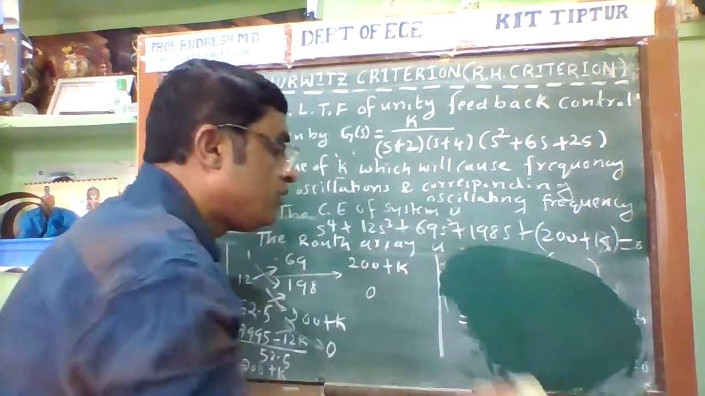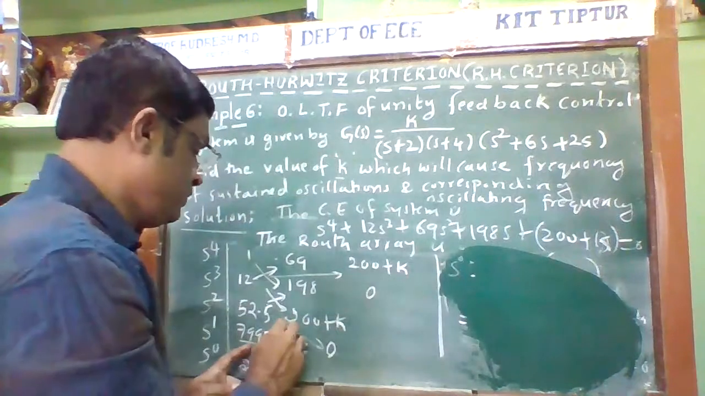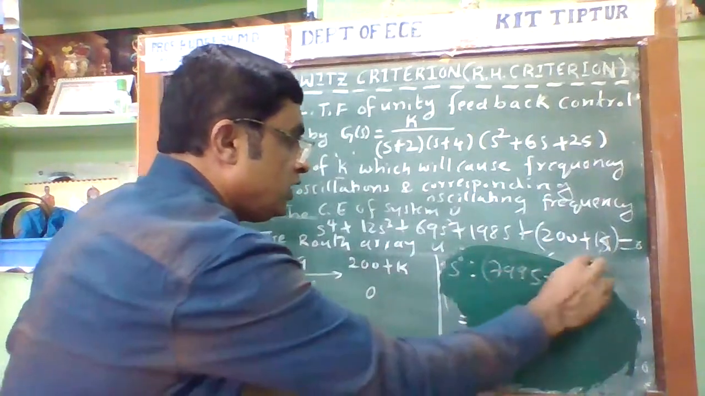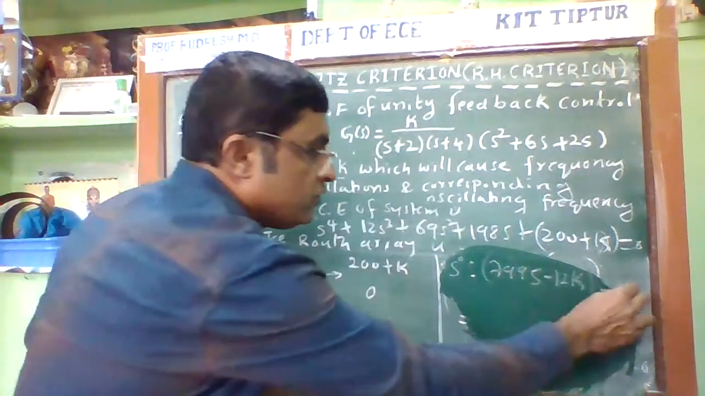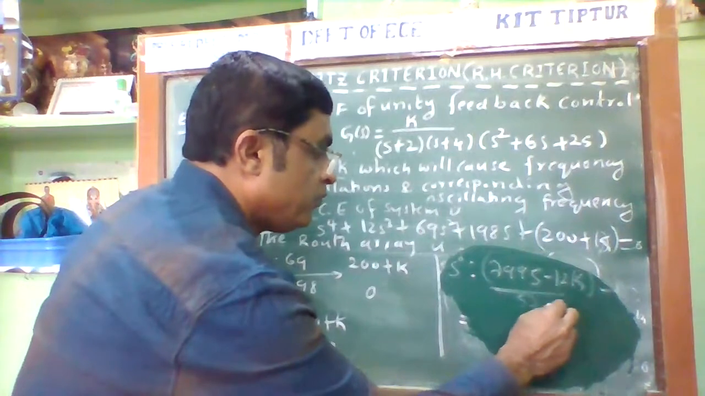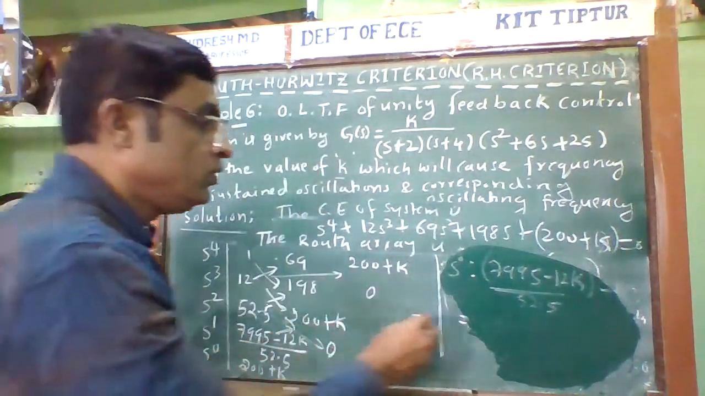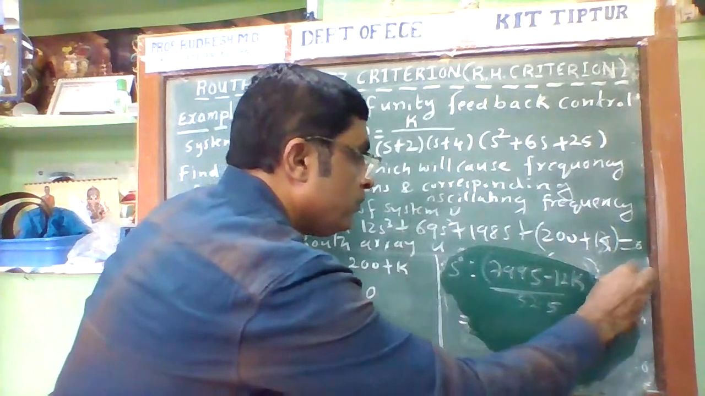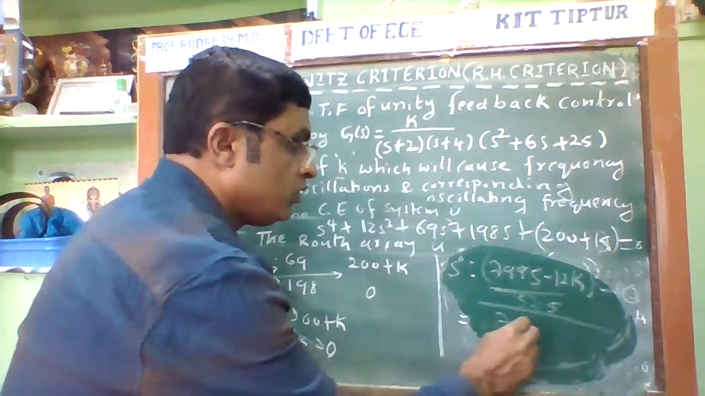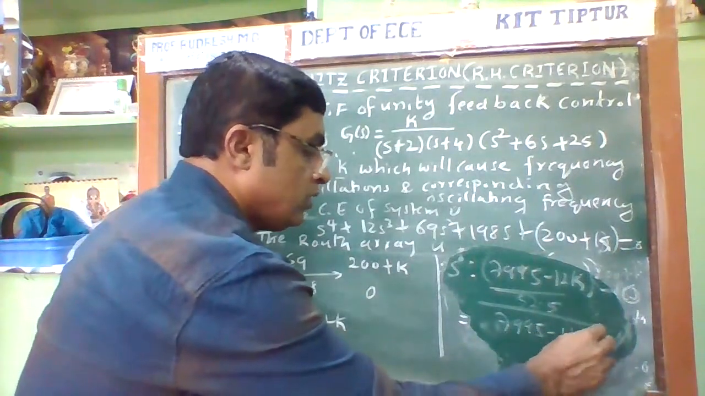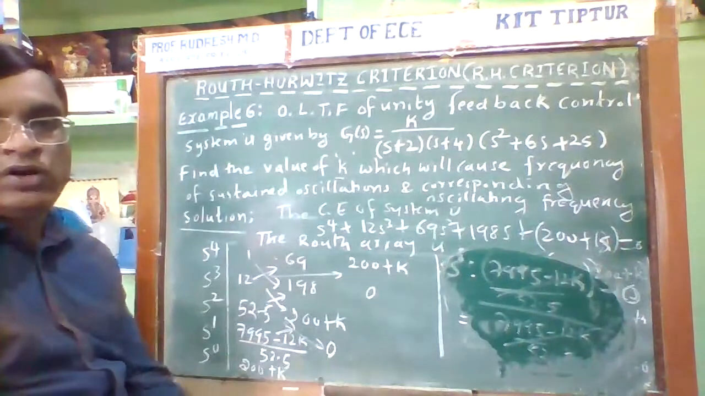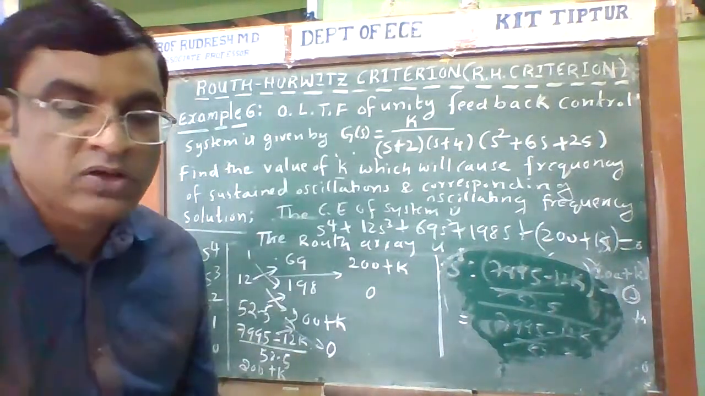Therefore, this s to the power of 0 is equal to (799.995 minus 12k minus 0, 52 minus 0, 0), 0 divided by 52.5, this into this, 200 plus k. This divided by this, the same value, (7995 minus 212k) divided by 52.50. Now this and this cancel, remaining is 200 plus k. Now this is after forming the root array.